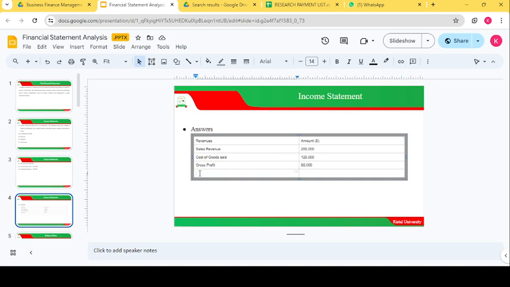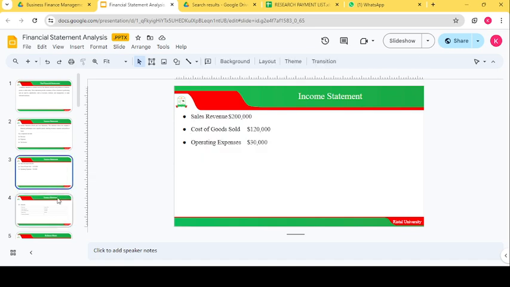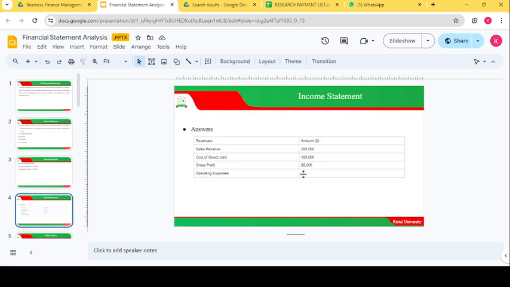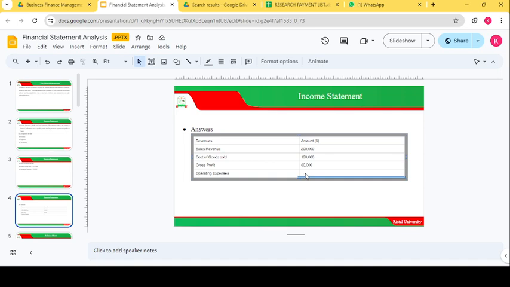So we have, let's put our operating expenses. Which were given, our operating expenses are 30. So they are $30,000.